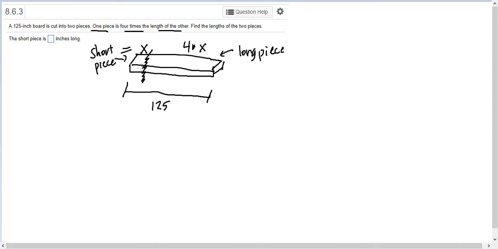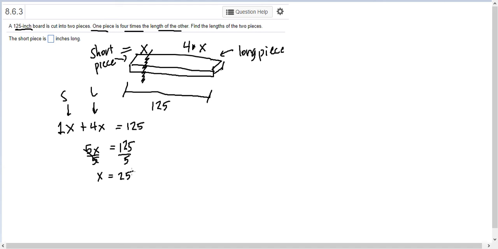And so now what we know is that the short piece plus the long piece has to add up to 125. All right, so that's the short piece, and then there's the long piece. So when we add the short and the long piece together, we get the total length of 125. So now we actually have like terms. All right, we have x plus 4x is 5x. Remember, this is like a 1x. So we get 5x equals 125. We divide both sides by 5. And so x is equal to 25. So that's the length of the short piece. All right, so 25 is what you'll type there.